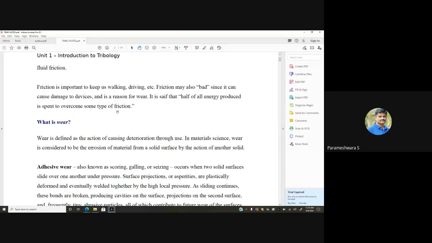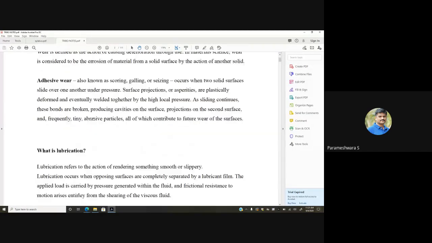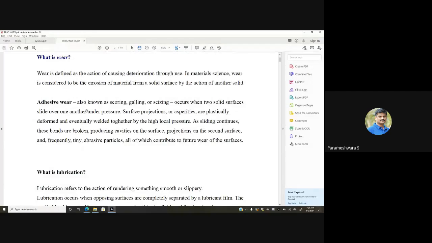Because of the friction, the material loss takes place. We call it wear. Many types of wear are there, among which the adhesive wear is very important. We can classify the wear into adhesive wear, abrasive wear, fretting wear, like that.